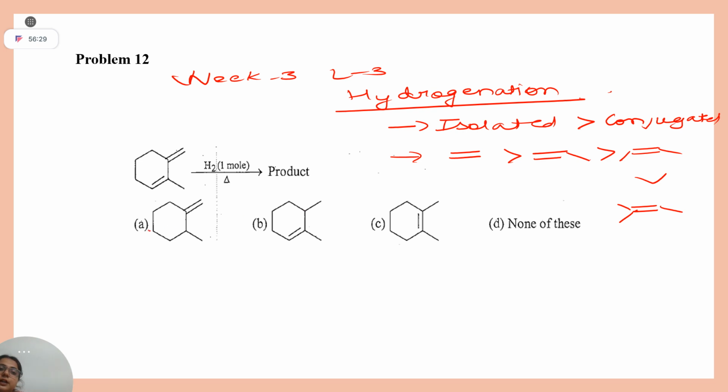Okay. So the correct answer is option number which one? Option number B. This is unsubstituted. Sterically, this is more accessible. Basically, hydrogen adsorbs on the surface of this olefin, right, in presence of catalysts such as platinum, palladium, which provide a surface for reduction. Correct answer is option number B.